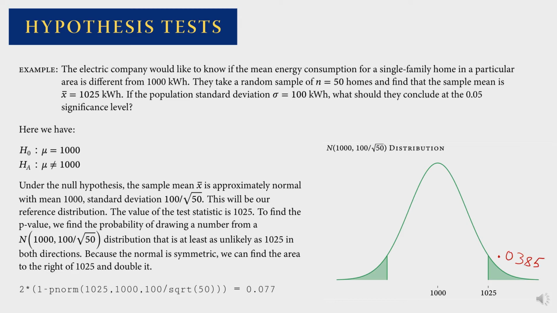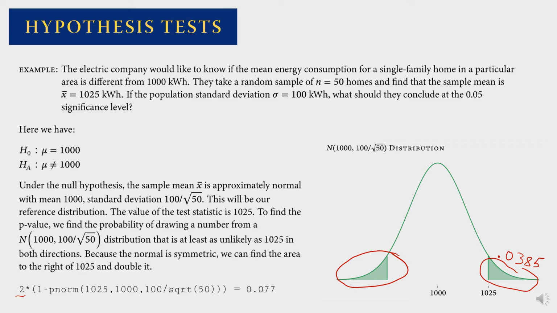Because I'm doing a two-sided test, I have to count the area that's just as extreme on the other side of the distribution as well. The p-value is this area, 0.077. The normal distribution is symmetric, so I can just double this area, but only do this with a symmetric distribution. The binomial distribution is usually not symmetric.